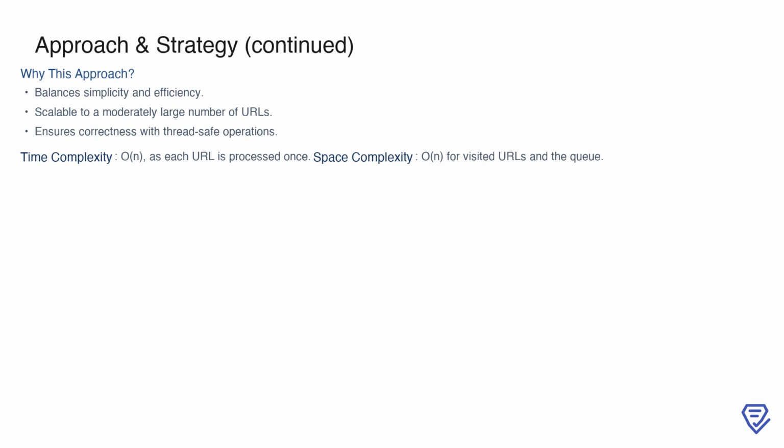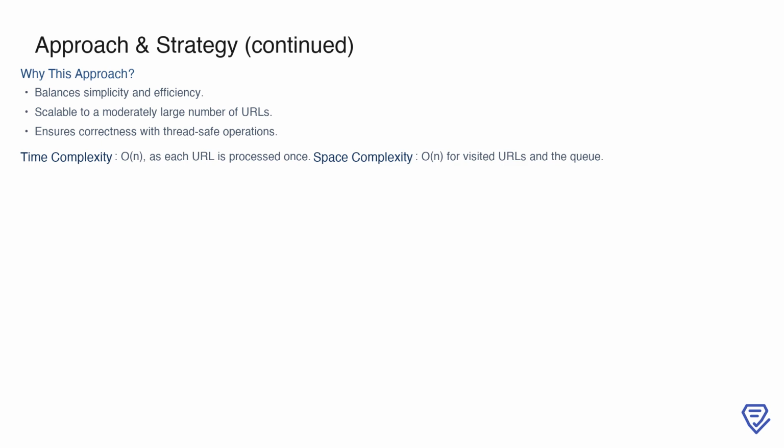This approach is particularly compelling because of its balance between simplicity and efficiency. It scales effectively to handle a moderately large number of URLs while ensuring correctness through the use of thread-safe operations. The time complexity remains O(n), as each URL is processed exactly once, and the space complexity is also O(n), accounting for the visited URLs in the queue. However, the real advantage lies in its ability to leverage concurrency, which drastically reduces the execution time compared to a single-threaded approach. By maintaining this balance, the multi-threaded crawling strategy provides a practical solution for real-world crawling tasks where scalability and performance are key.